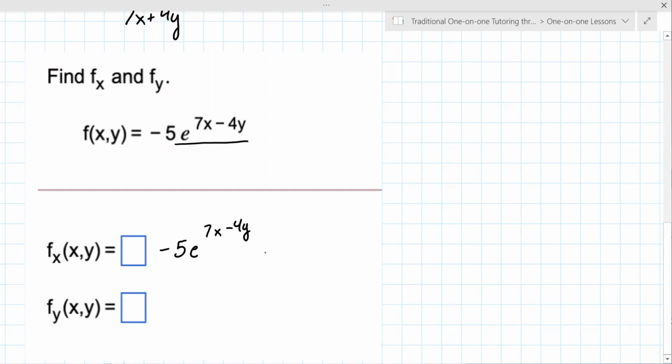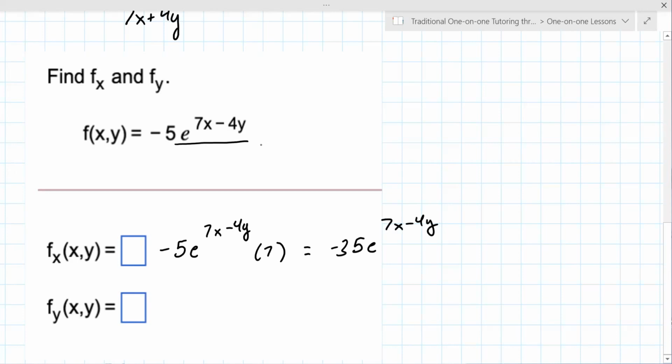So the derivative of the inside function with respect to X is 7, because 4 times Y, even though it's a variable there, you treat it as a constant. It might as well be 4 times 10. Derivative of a constant is 0. So simplified, it's negative 35e^(7X minus 4Y).